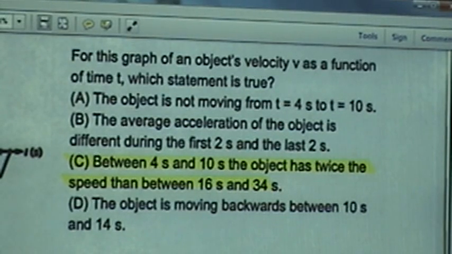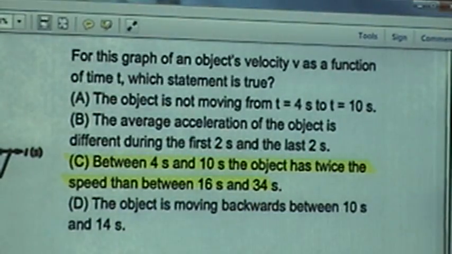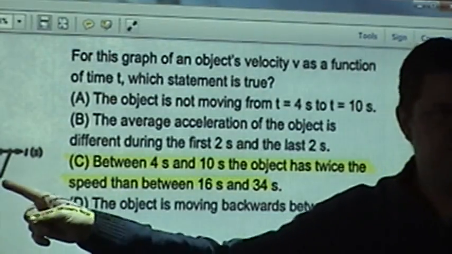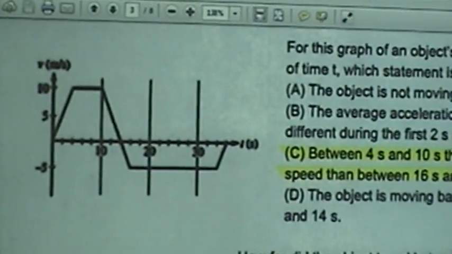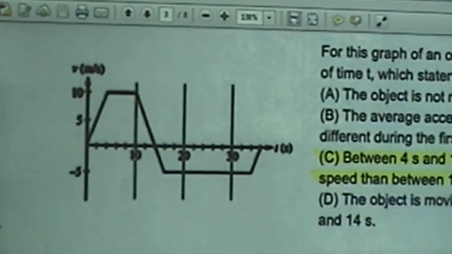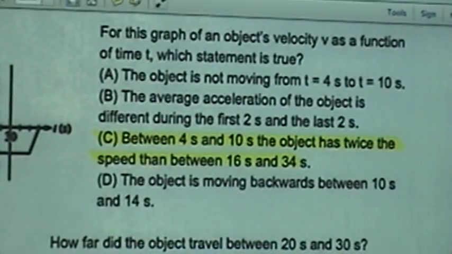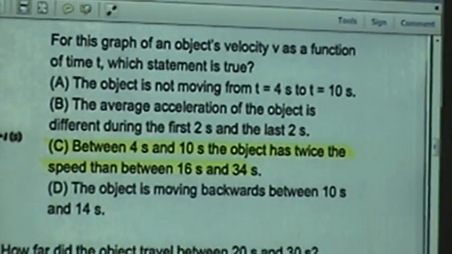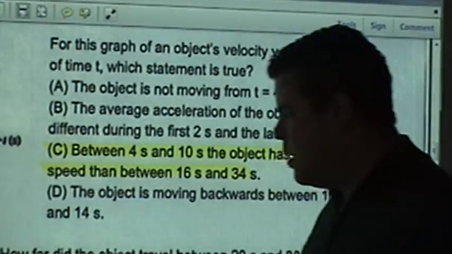How far did the object travel from 20 to 30 seconds? Here's 20 to 30 seconds. To find the distance traveled, your distance is velocity times time. What was your velocity from 20 to 30 seconds? 5 meters per second for 10 seconds. So if you go 5 meters per second times 10 seconds, how far do you go? 50 meters. It's 50 meters in the negative direction, but it just asked how far did you go. It didn't say what's the displacement. All right?